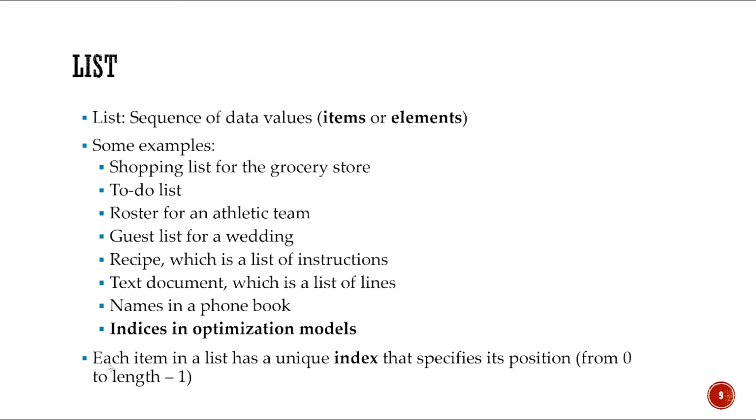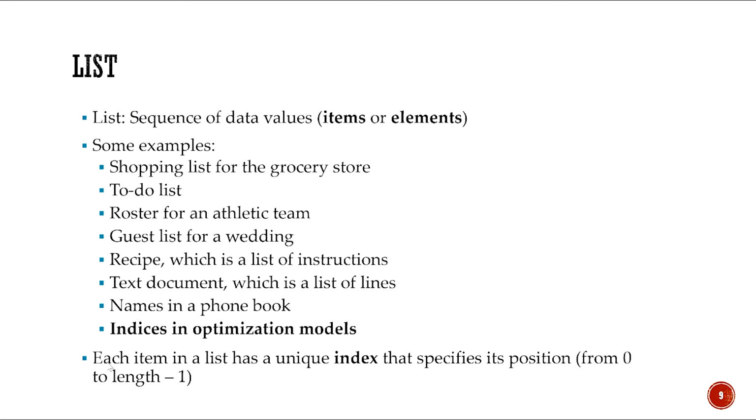There is another interesting application, indices in optimization models. In an optimization model, we have decision variables, x sub ij, for example, the number of products to be shipped from customer i to supplier j. i and j can be a list because we have 100 customers, so it's a list of 100 customers, or we have 3 suppliers, so it's a list of 3 suppliers.